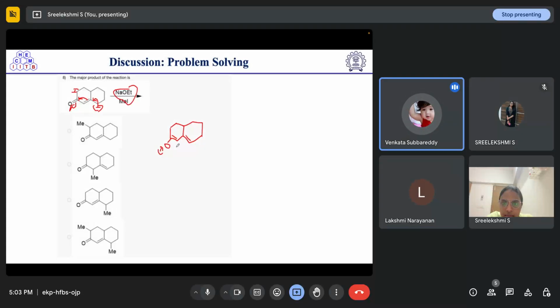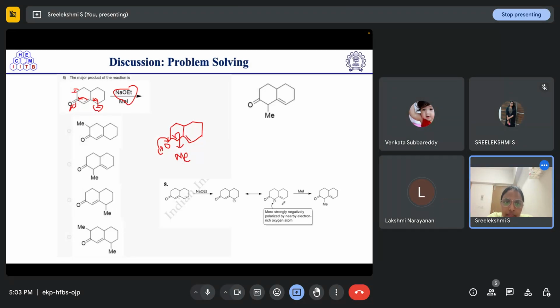Beta position means here, this double bond, or here? You kept it there, yes madam. But that is not happening. Actually, what is happening is this will go here, and this double bond will stay intact, and this will be quenched with this second methyl group, here methyl.